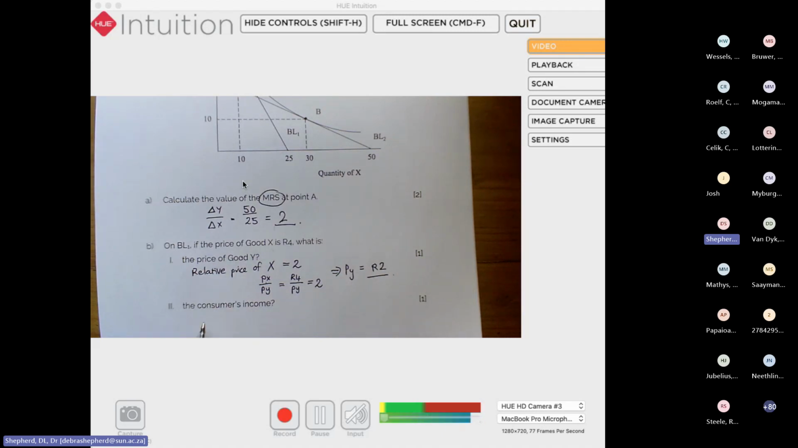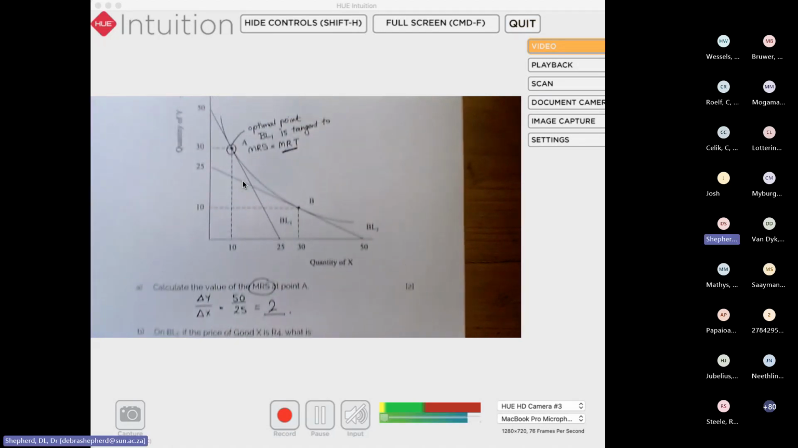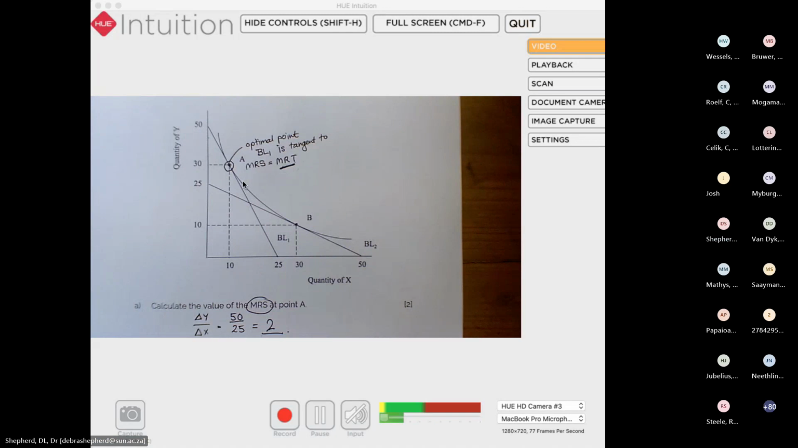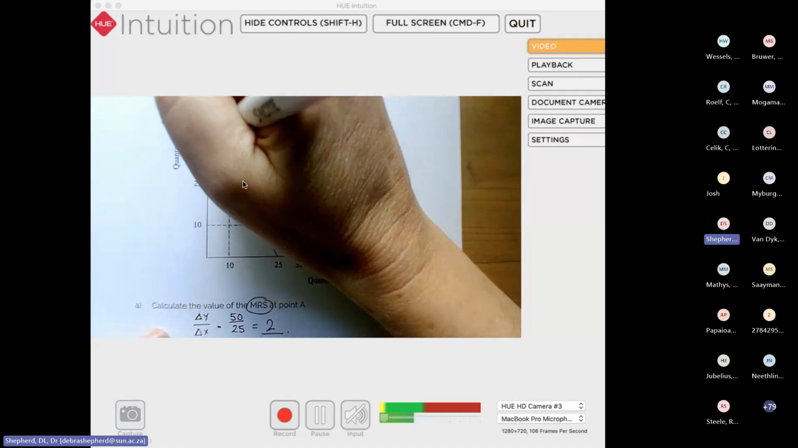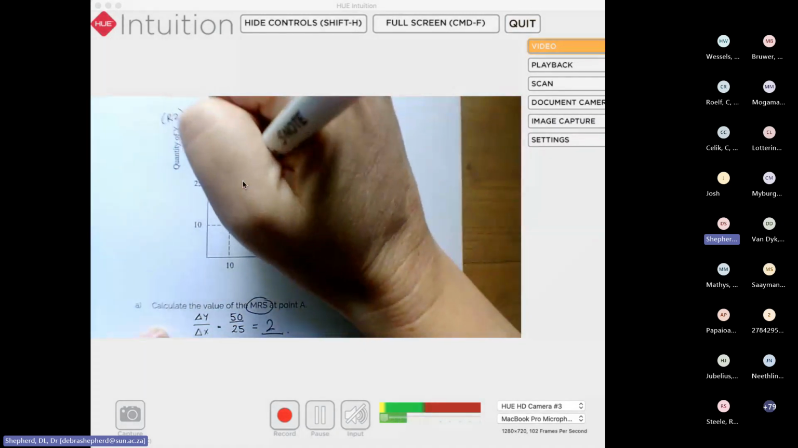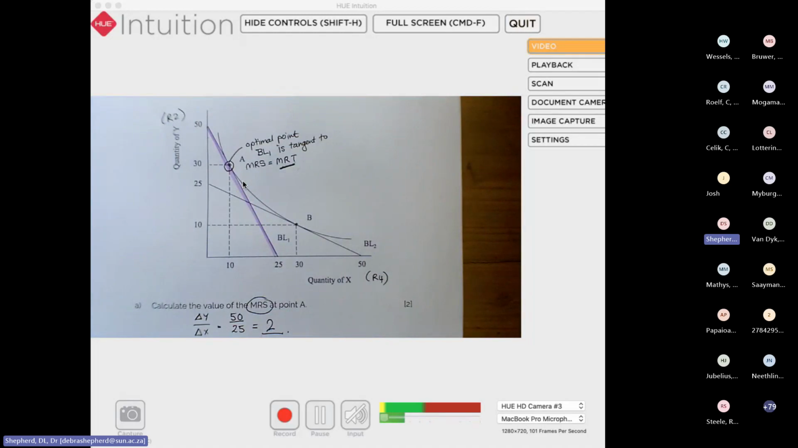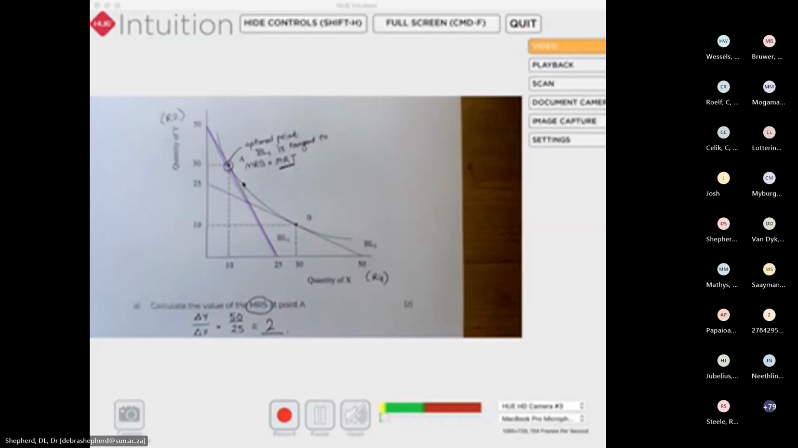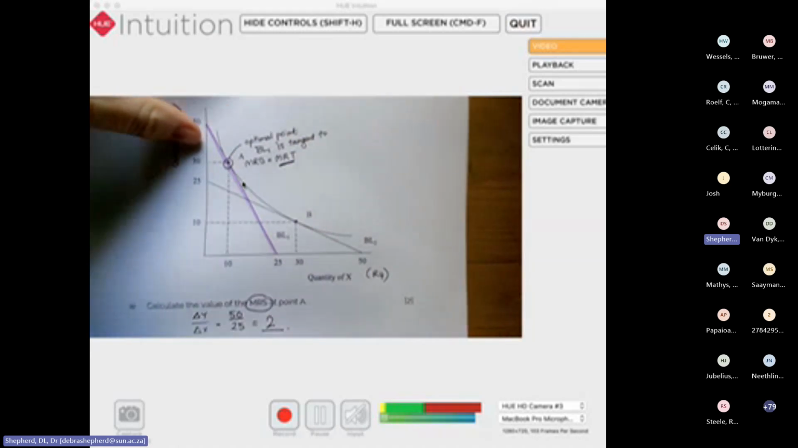Then part 2 asks us for the consumer's income. So looking at the picture here, what would the consumer's income be? If I know that the price of X, so this thing costs 4 Rand, and this thing I've established now costs 2 Rand. So using the information for this budget line, because we're working with this budget line right now, what is my income based on those two prices? Ms. Matheson, 50 Rand. Yes, perfect.